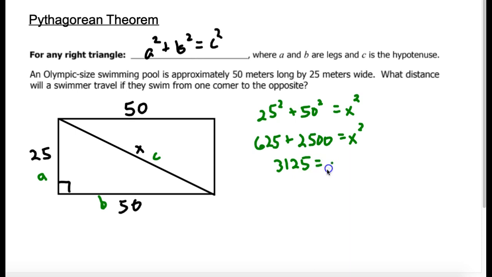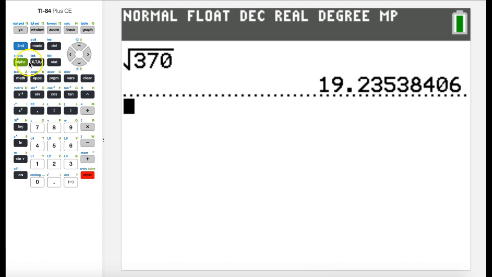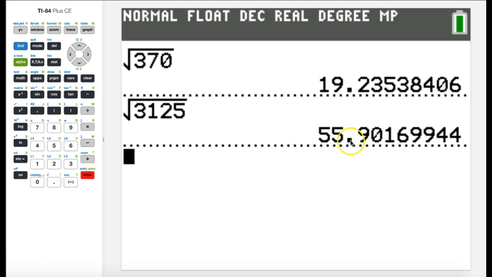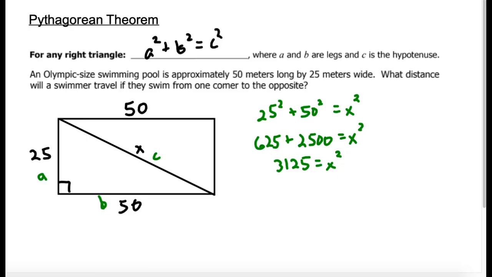And take the square root then of 3125. So second here, the square root of 3125 is 55.9. After I take my square root, we can see that a swimmer would swim 55.9 meters. Whenever we know two sides of a right triangle, we can always find the third.